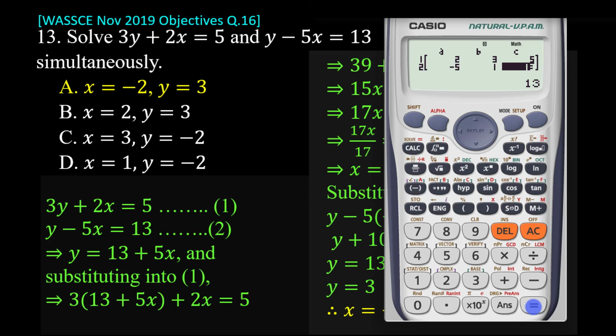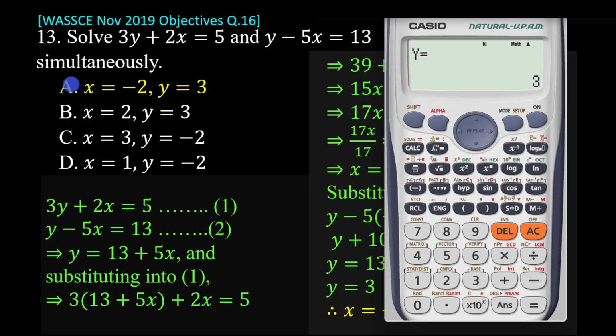Okay, then we press equal to for the first time, and then we have our first value, which is x equal to -2, and then we press equal to again, and then we have our second value, which is y equal to +3. So obviously the answer has been confirmed that of course it is option A.